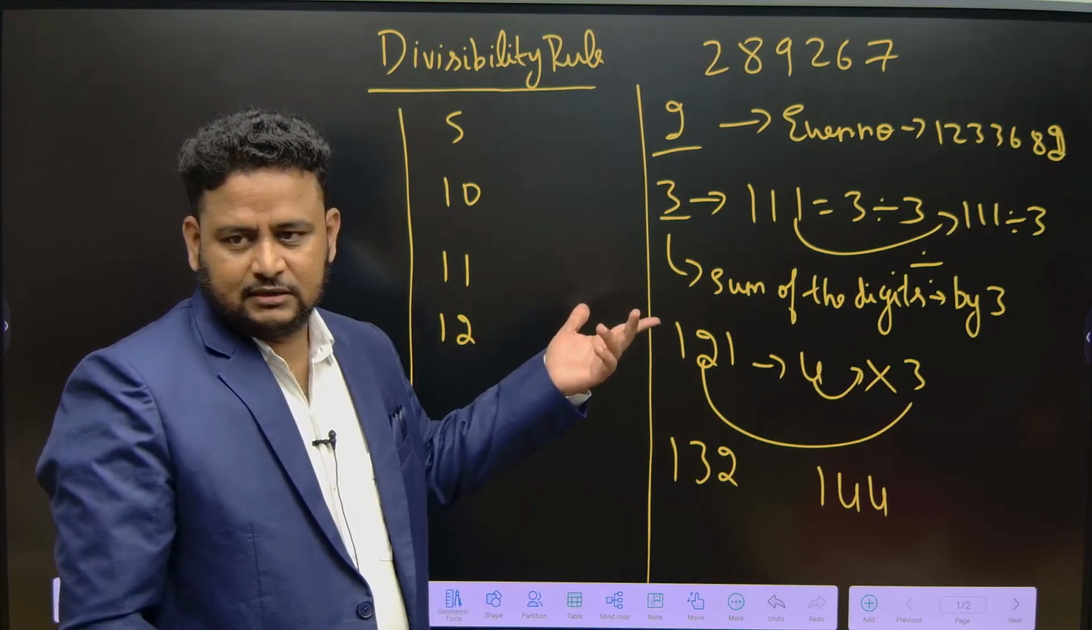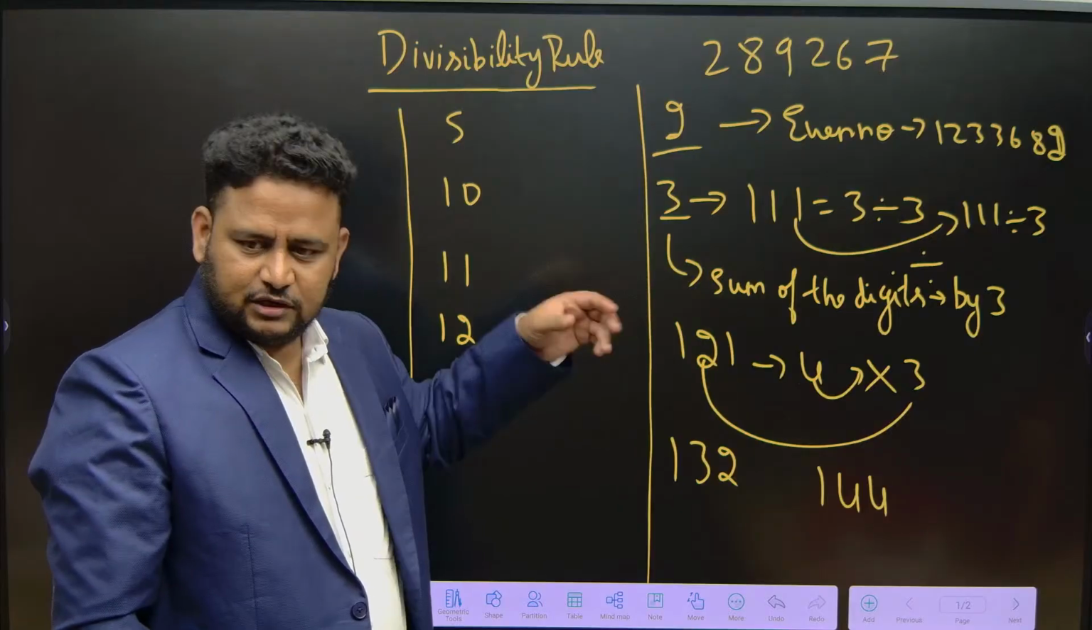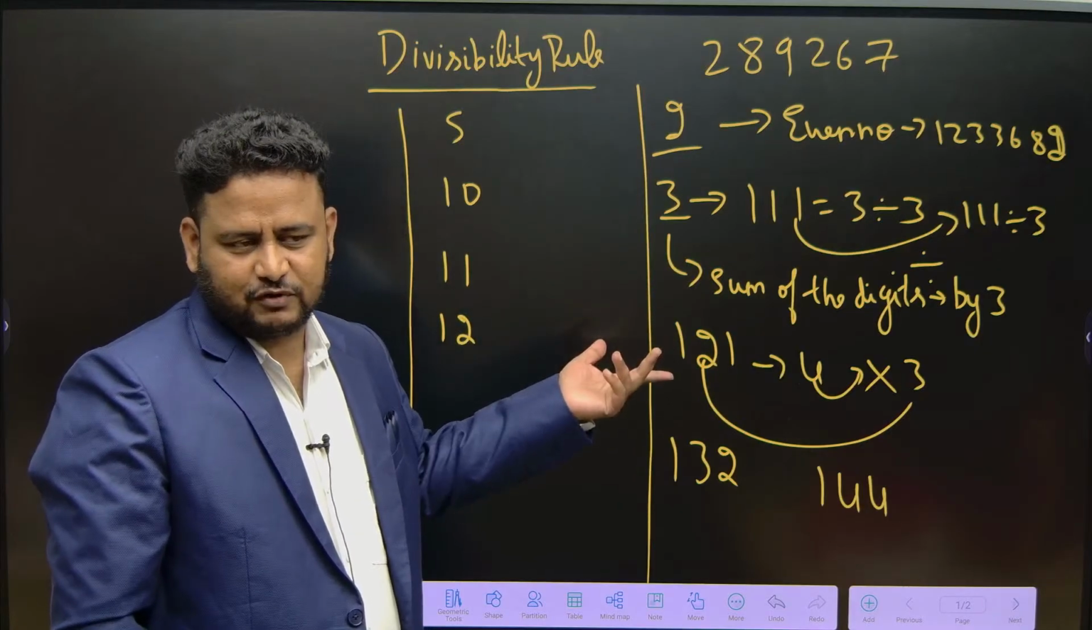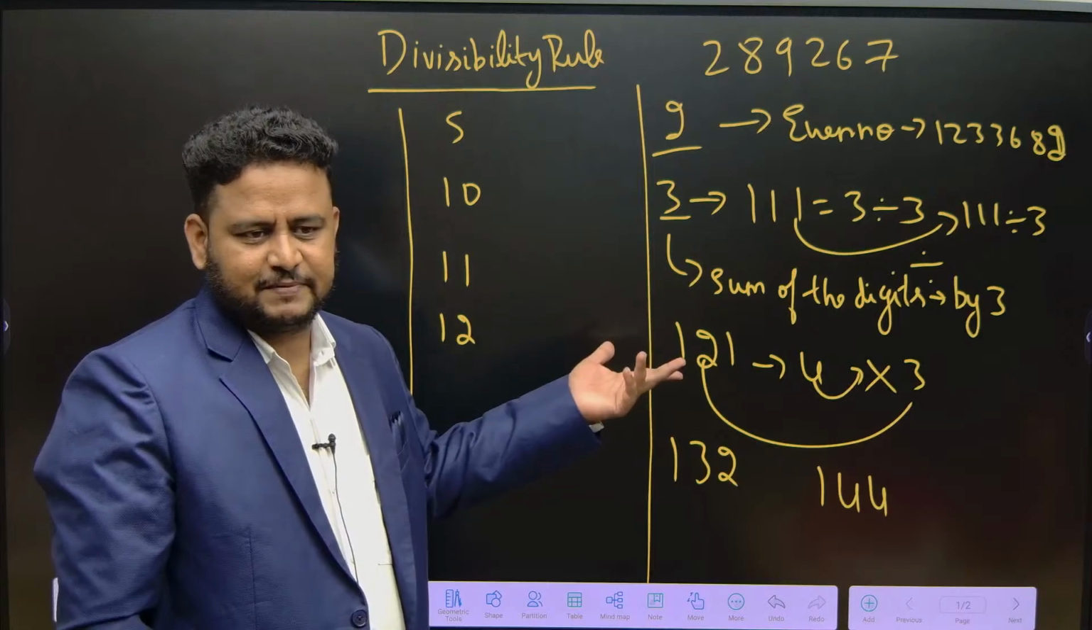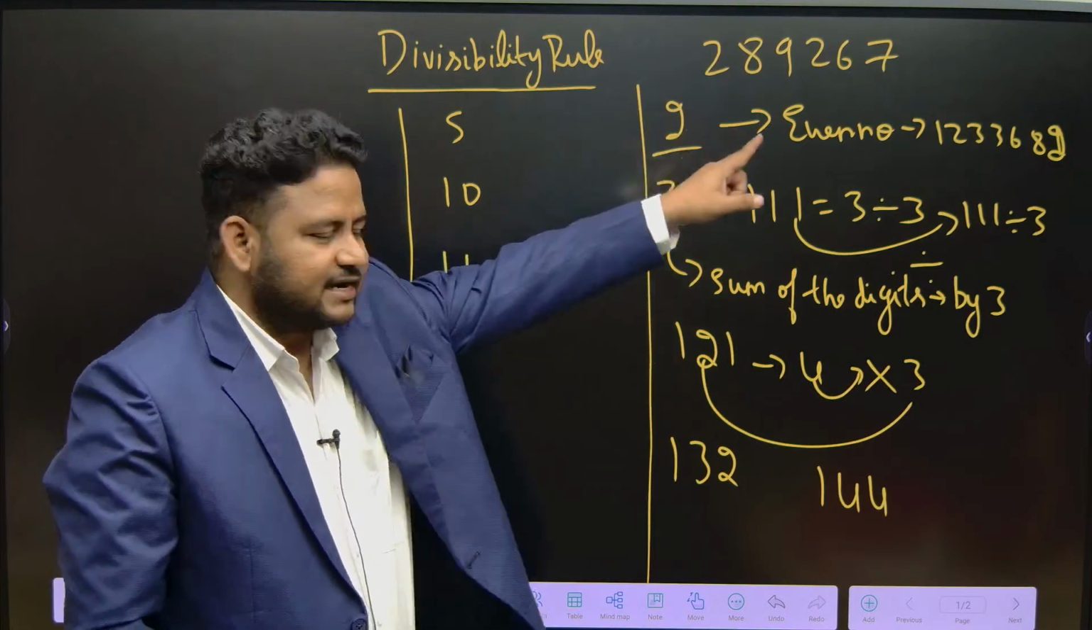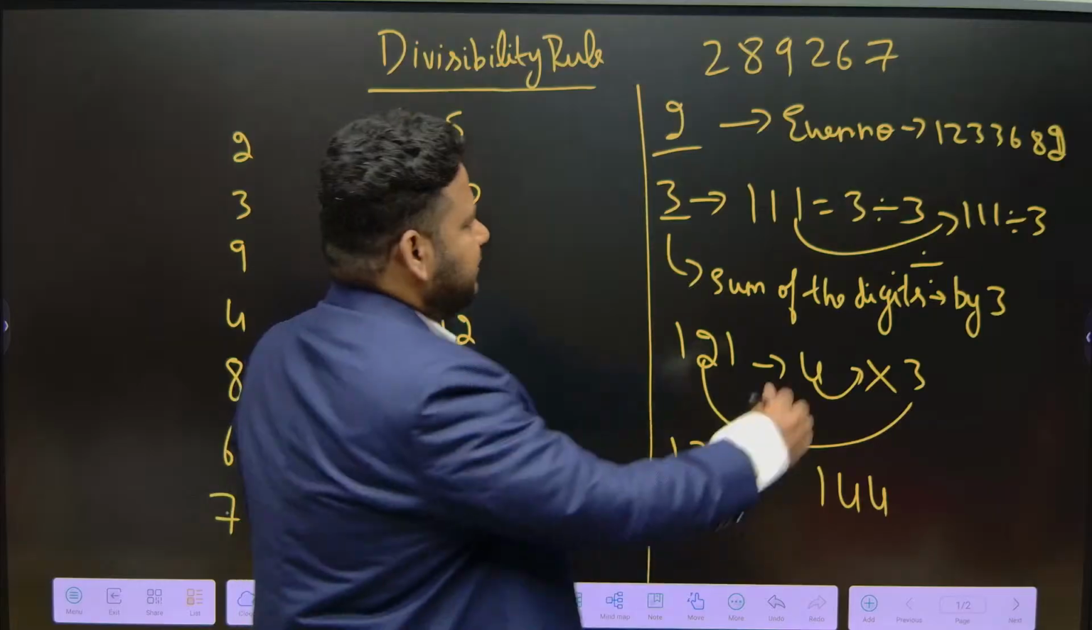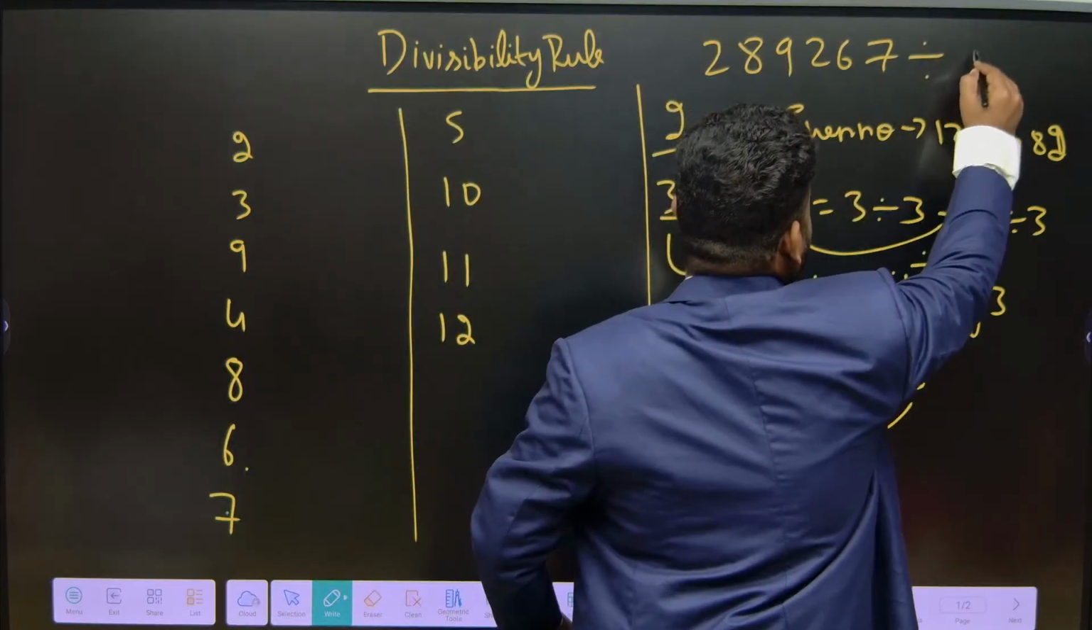34, correct? 34. You add once more: 3 plus 4 is what? 7. 7 is not divisible by 3. So definitely this entire number is not divisible by 3. Correct? This entire number is not divisible by 3.